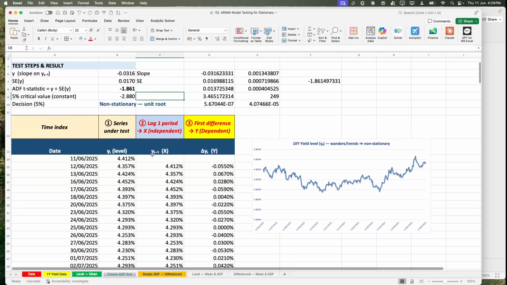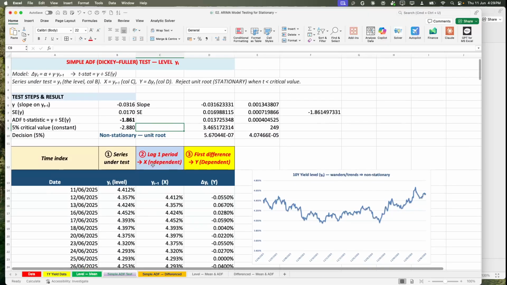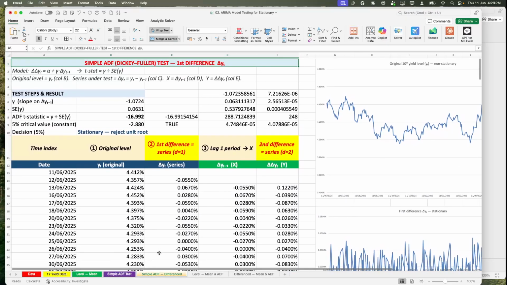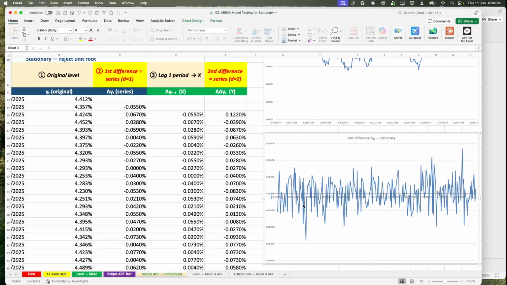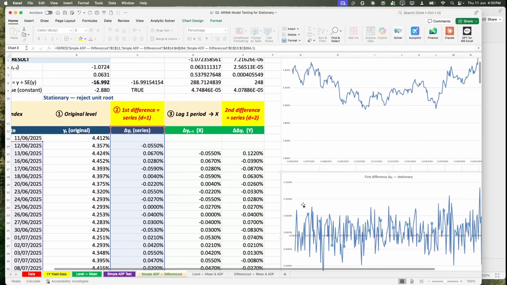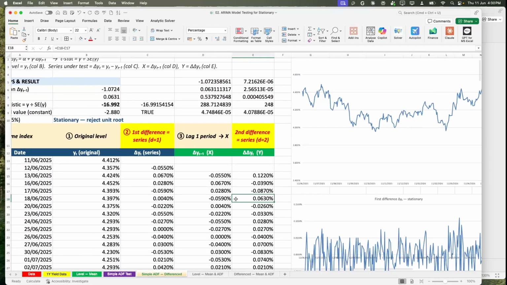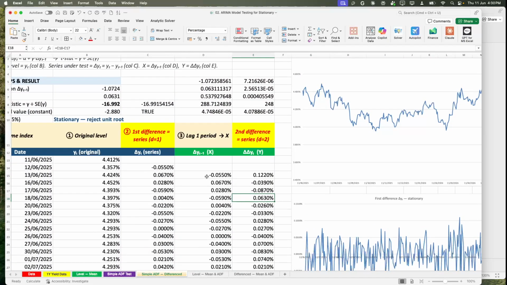So far we have done three tests: the first is visualization, the second is the mean test, and then the ADF test. Now we will do the differencing part. Let's say I have differenced the original data. Looking at the visualization, I can conclude the data is stationary, but I don't want to stop with that. I want to reconfirm using the ADF test, proving that my differenced data is stationary.